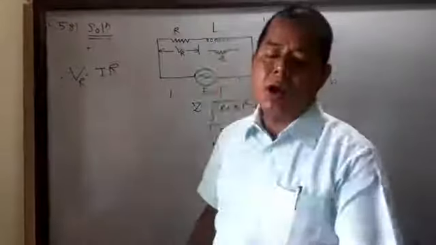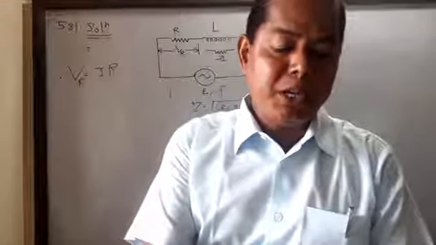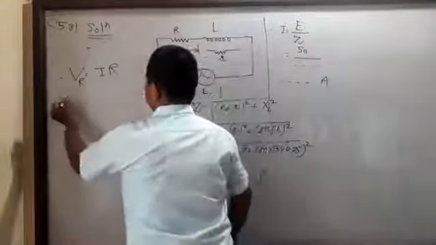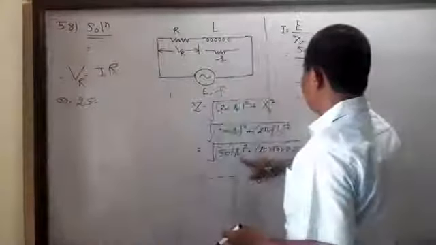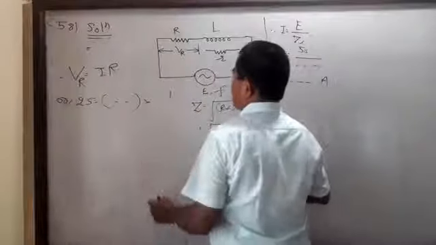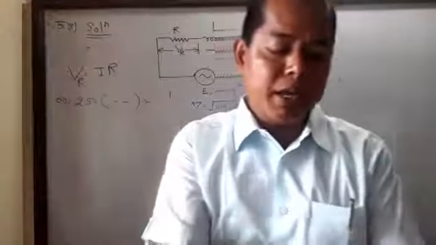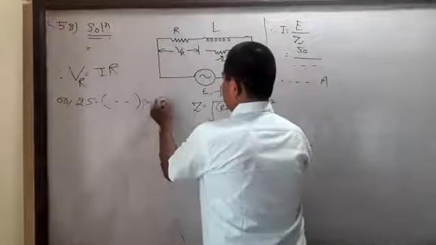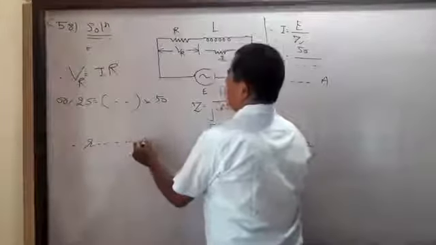VR is given to us, that is 25 volt, and I has a value in terms of R. Then I is also known to us, and R has a well-known value, which is 50 ohm. Then solve this equation and find the value of the internal resistance of the wire. This is the answer.